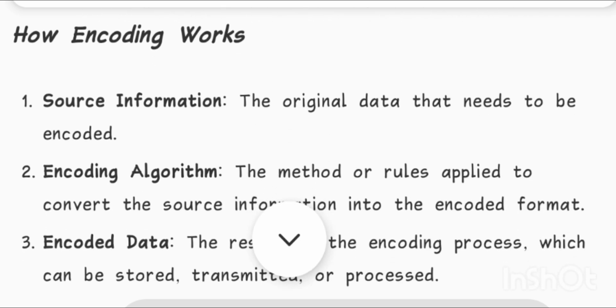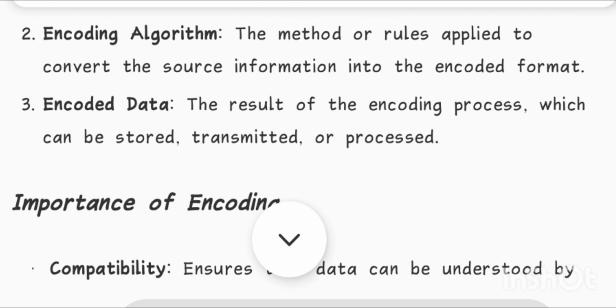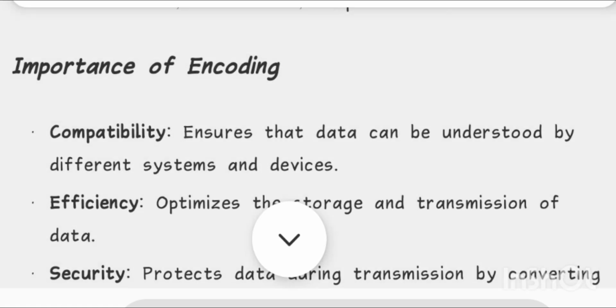How encoding works. 1. Source information, the original data that needs to be encoded. 2. Encoding algorithm, the method or rules applied to convert the source information into the encoded format. 3. Encoded data, the result of the encoding process, which can be stored, transmitted, or processed.